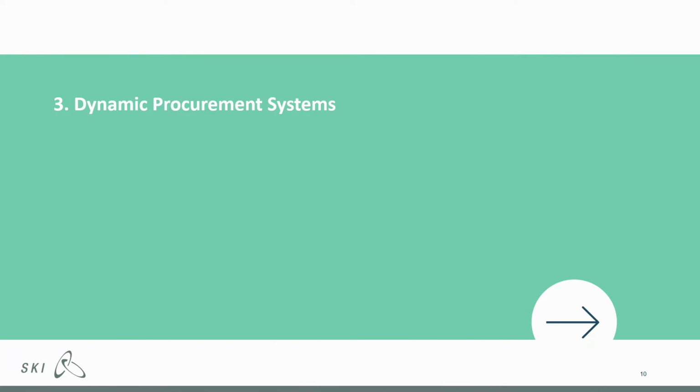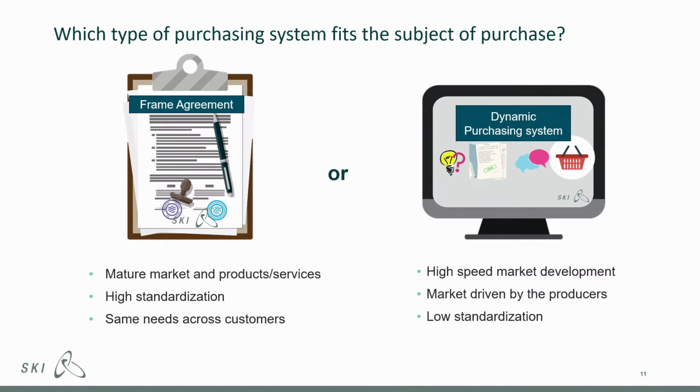So let's talk a bit about dynamic purchasing systems. Until now we have had a very strong focus on frame agreements, where we make competition around highly standardized goods and services and also IT, where the same needs go for all customers. But as you know, not all your purchases are that way.